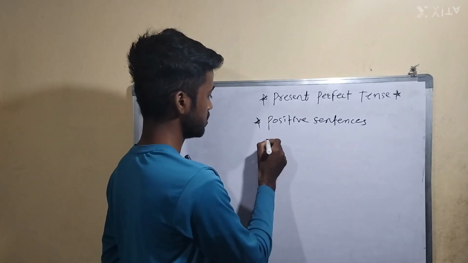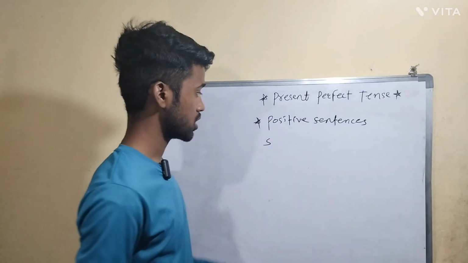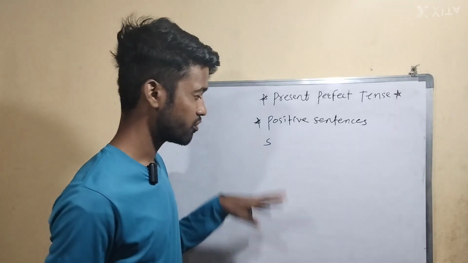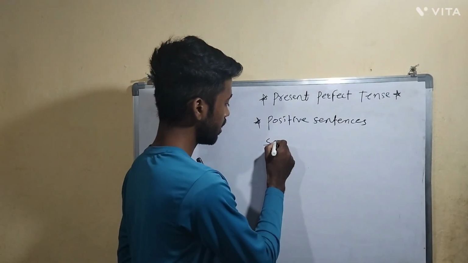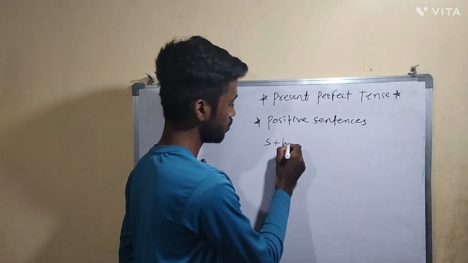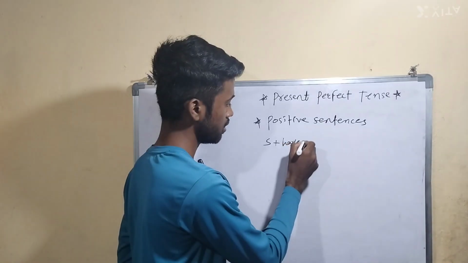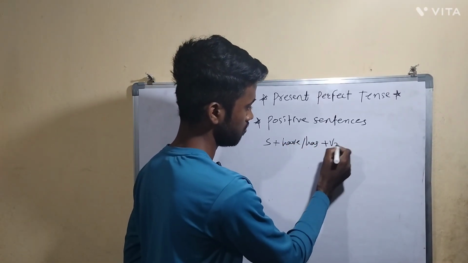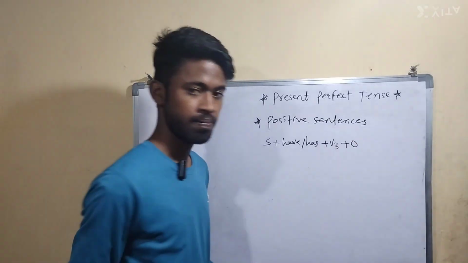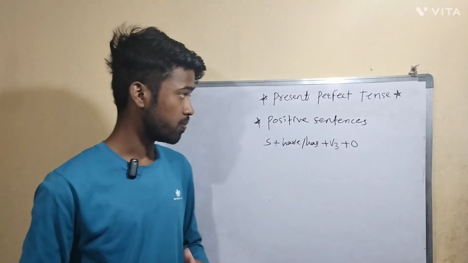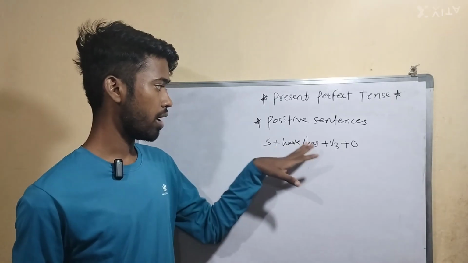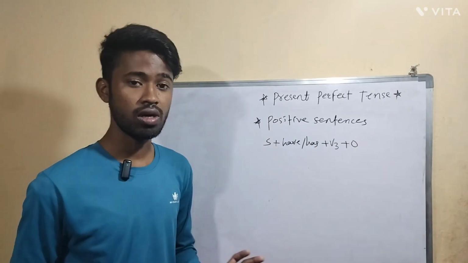First, the subject will be there, as we discussed in the structure of a sentence in English. The subject will be at the first position. After that, helping verbs are there. Two helping verbs: have and has, plus third form of verb plus object. So this is the structure of a positive sentence. Subject plus have or has plus third form of verb plus object.